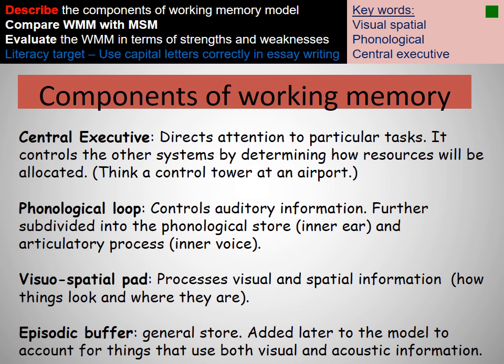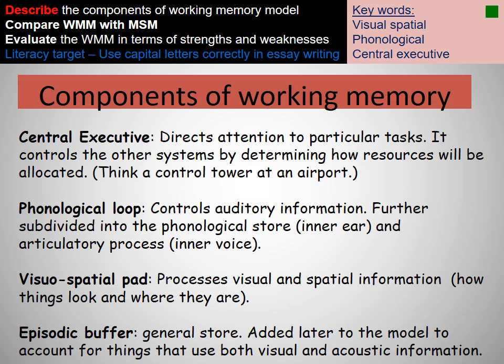A little bit of a summary here, because I understand that there's a lot of detail gone into that. So the central executive directs attention to particular tasks. It controls the other systems by determining how resources will be allocated. So think of the control tower at an airport. The phonological loop controls the auditory information, which is divided into the phonological store, which is the inner ear, and the articulatory control process, which is the inner voice.